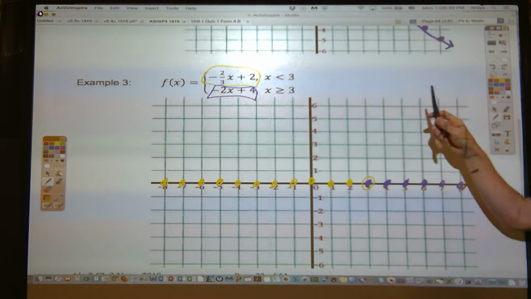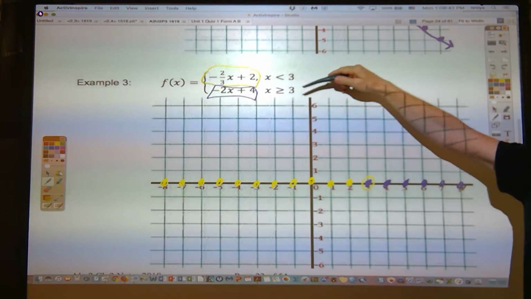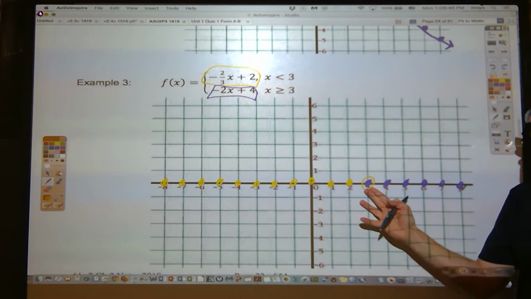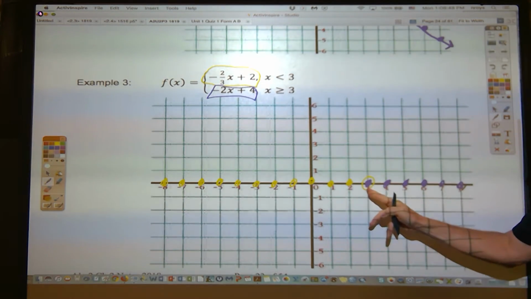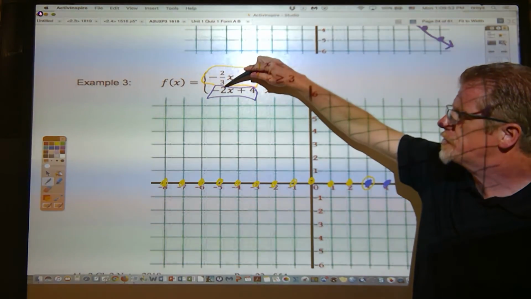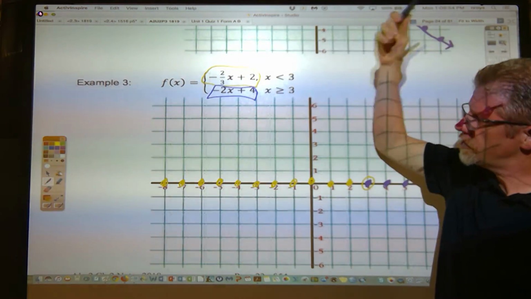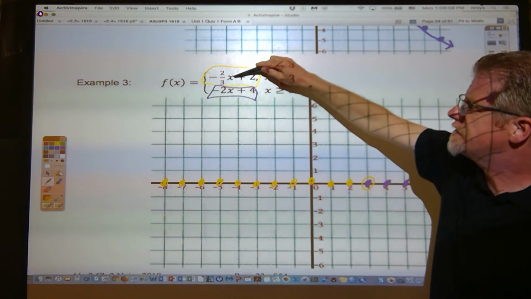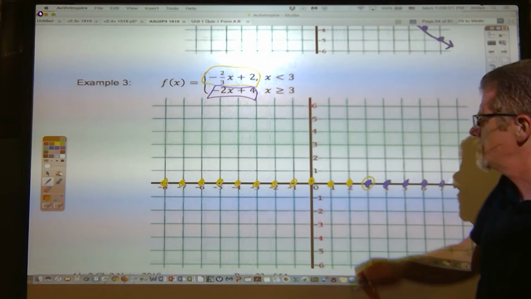Now, since we're dividing yellows by 3, we only want to take numbers that are easily divisible by 3. Like, for example, 3 is divisible by 3. If the input is 3, and the rule says, take your input, divide it by 3, multiply it by -2, and add 2, your thinking would go like this. 3 cancels with 3, so it's just -2 plus 2 is 0.